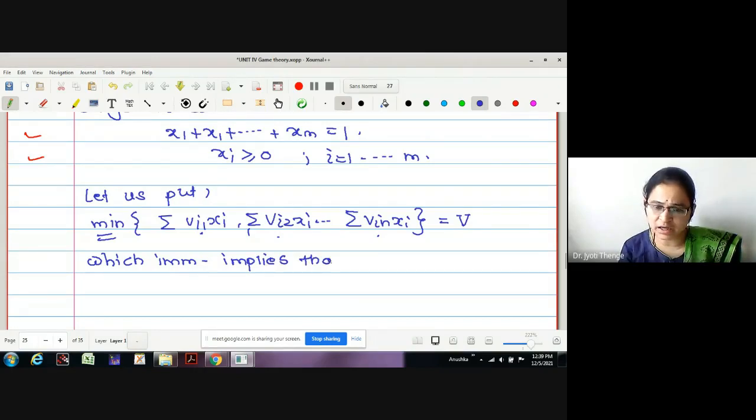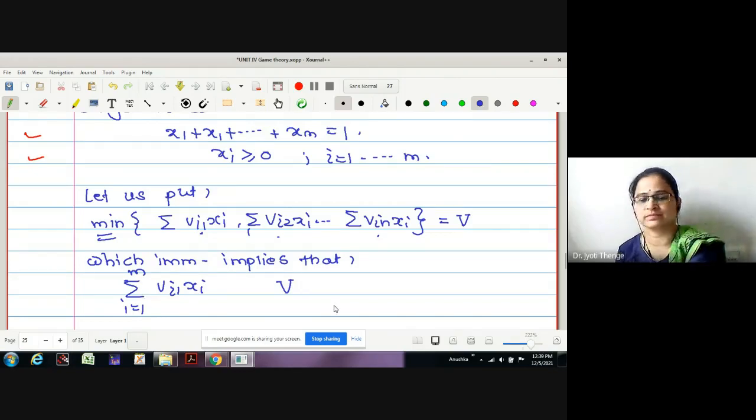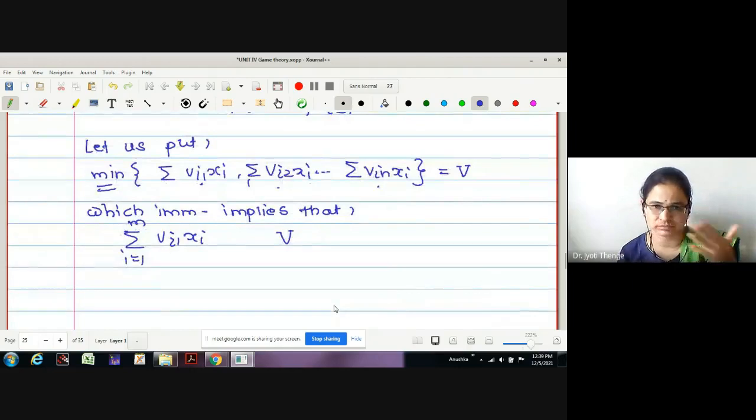which immediately implies that summation i equals 1 to m vi1 xi and v. What is the relation between these two terms? The minimum of this set is v. Is it less or greater? Both the answers I got. Someone has said less than, someone said greater than. What should I write exactly? Greater than. Yeah, it is greater equal.